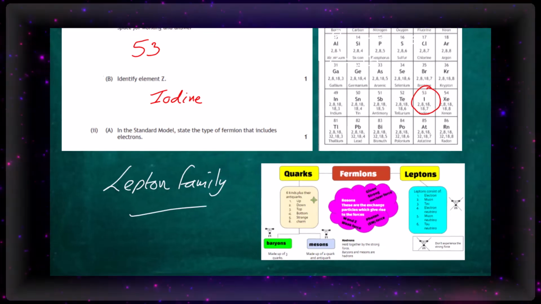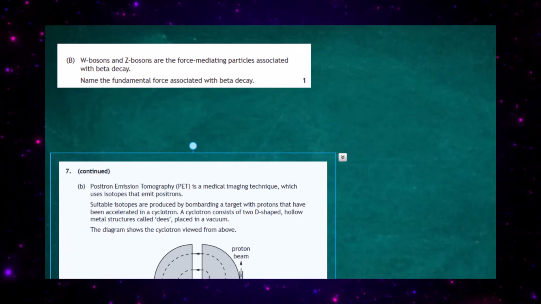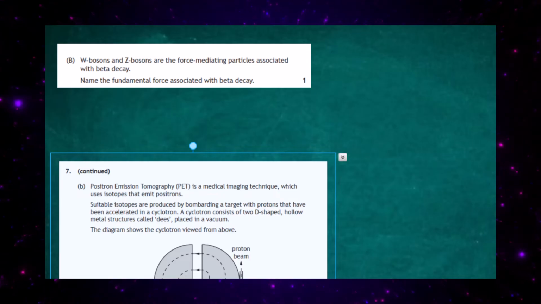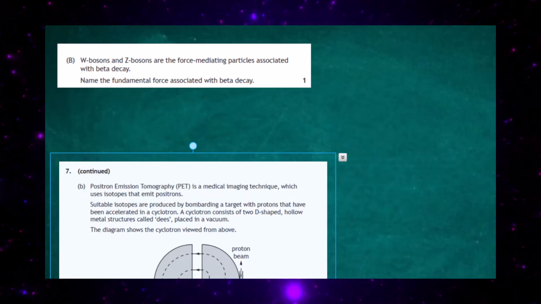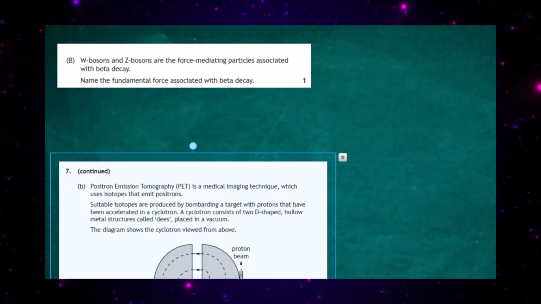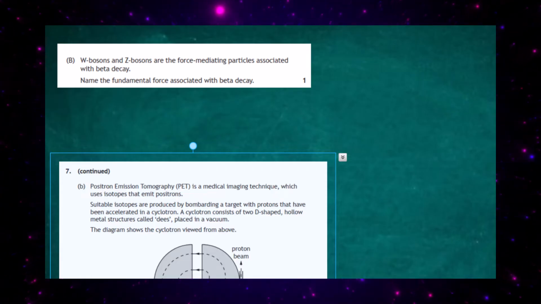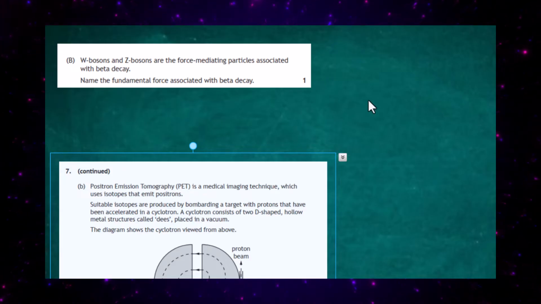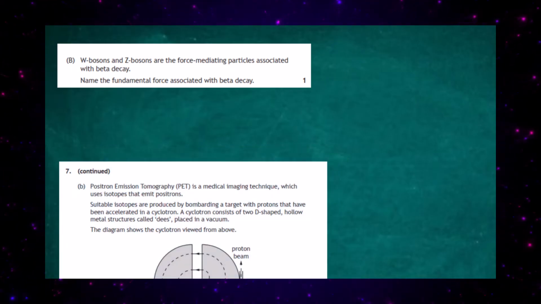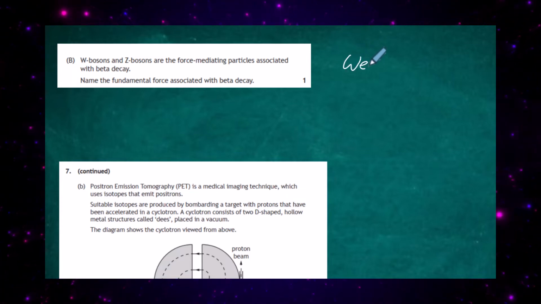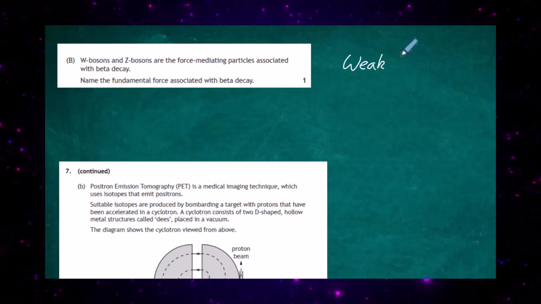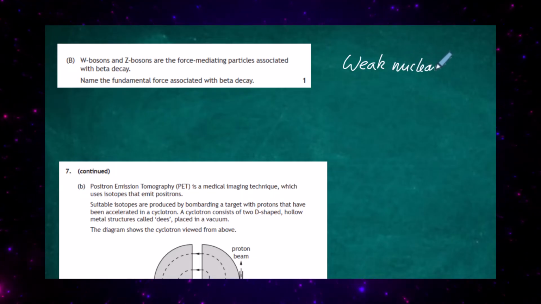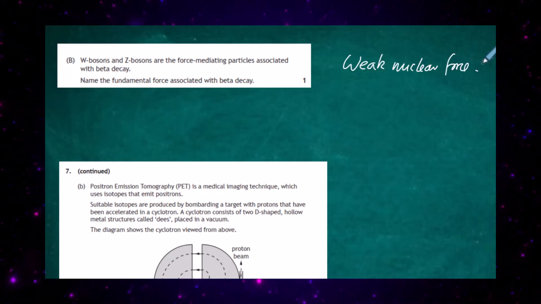3 marks. Question 7, part A, B. W bosons and Z bosons are the force mediating particles associated with beta decay, and we have to name the fundamental force associated with beta decay. Well, that's the force which is, of course, responsible for nuclear disintegration. So what we've got here is what we call the weak nuclear force. That is the force which the W and Z are the force carriers for, and that's your answer for that one.